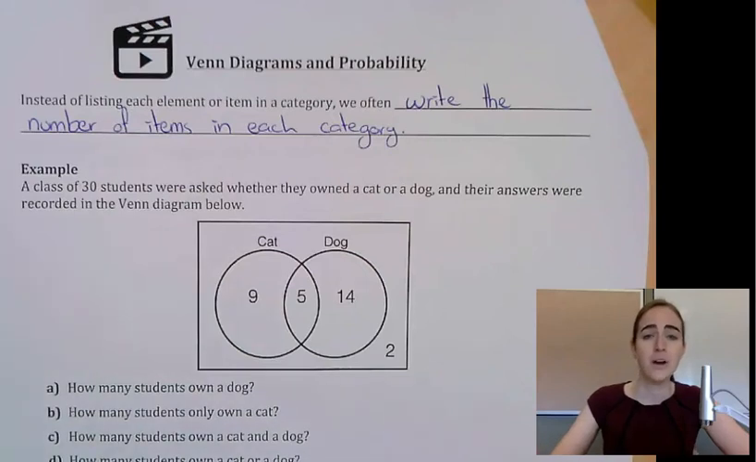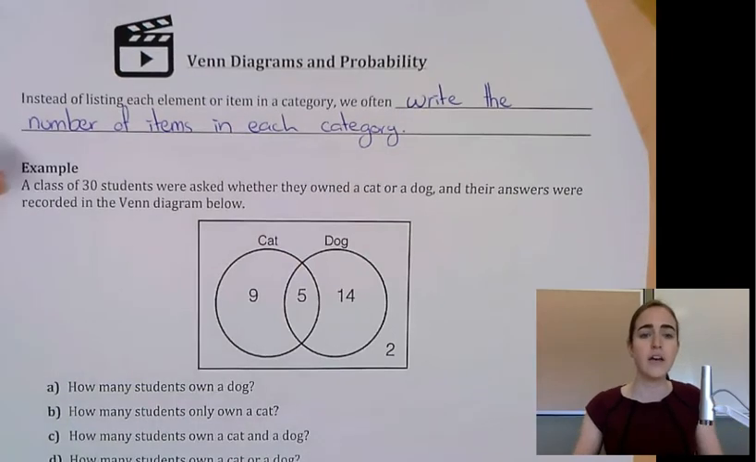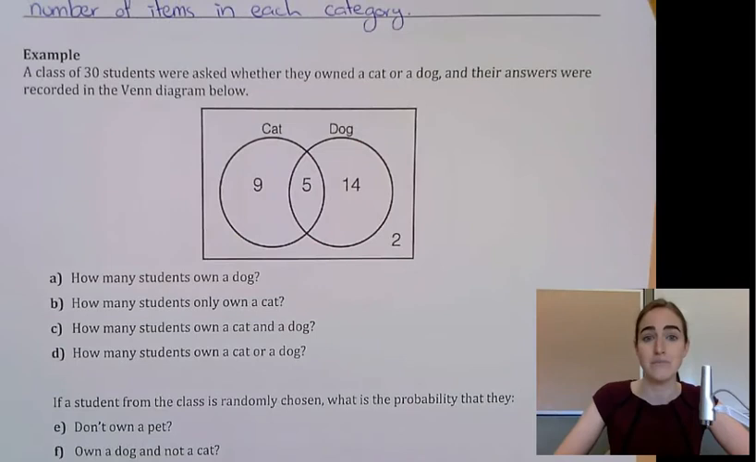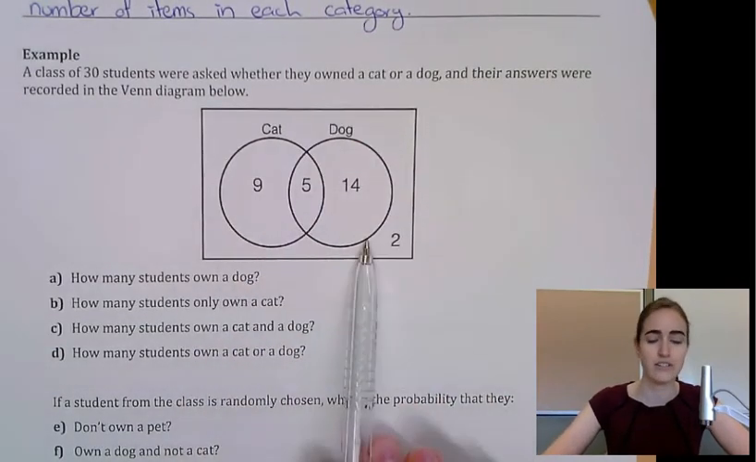In this video, I want to have a look at how we use Venn diagrams to solve probability problems. So instead of listing every single element in each category, often we'll just write the number of items that belong in that category. So for example, if we have a class of 30 students and we asked them if they owned a cat or a dog, and the answers are in this Venn diagram.